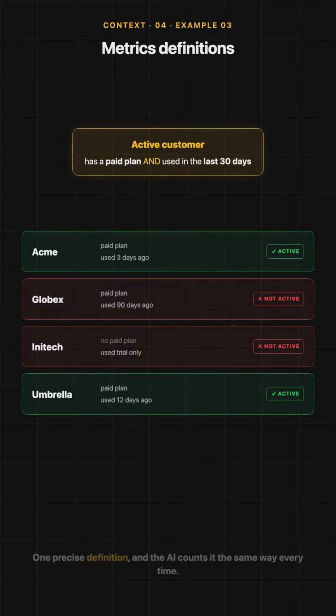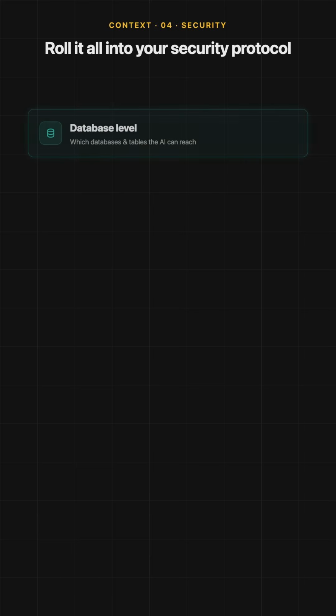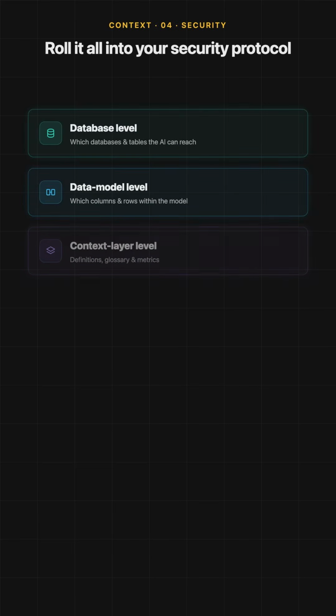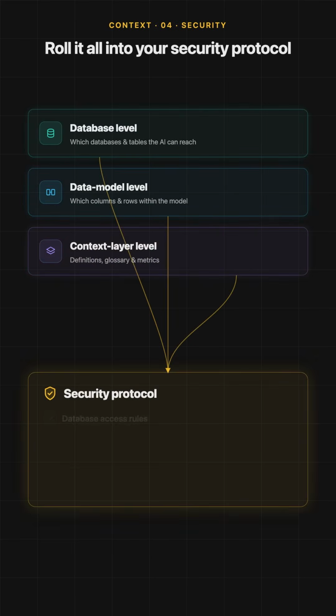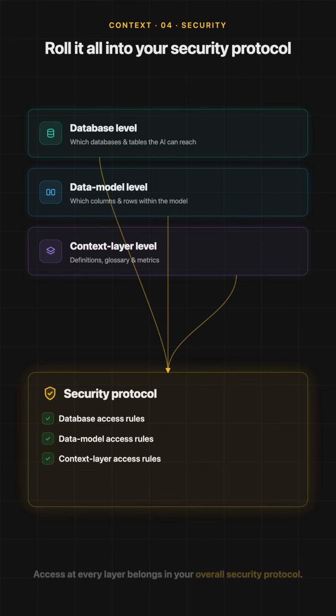Now, one last thing I want to touch on here is just security in general, right? Being able to access specific information on the data model level, or maybe some information at least on the context layer. All of these things also need to be added onto your security protocol as well here.